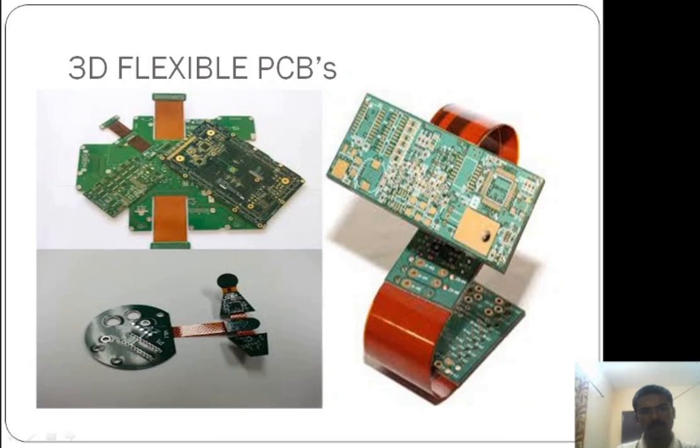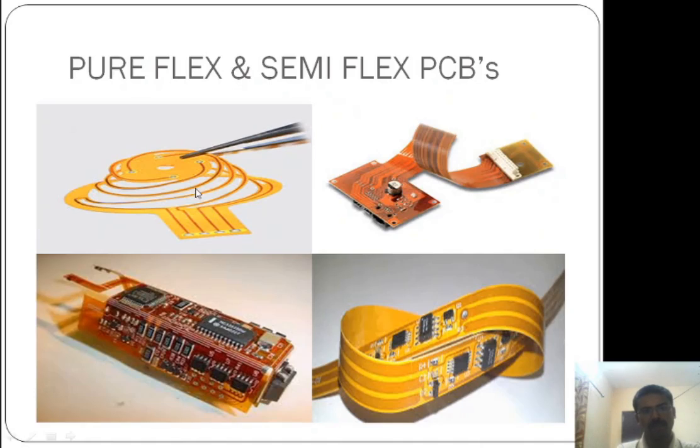See, you can see the 3D and flexible PCBs. See, this is a rigid, this is a flexible connection, and also rigid flex board. It is the combination of both rigid and flexible PCB. See, this is also a rigid and flex PCB. Few examples. See, it is a pure flexible and semi-flex. See, this is the pure flexible PCB, and it is a semi-flex. See here, this is semi-flex PCB.